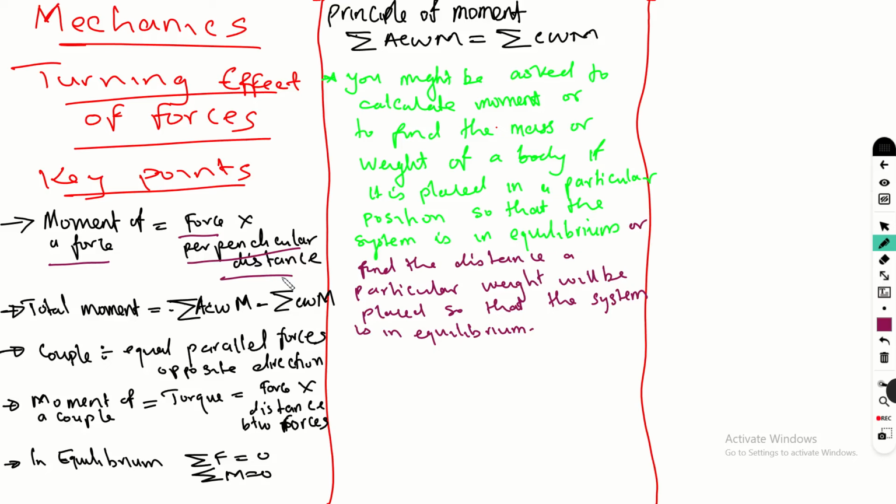There are two factors that affect the moment of a force: the force, and the perpendicular distance. So if you increase the force, you increase the moment, the turning effect, because turning effect is the moment of a force. If you increase the perpendicular distance, you're also increasing the turning effect.